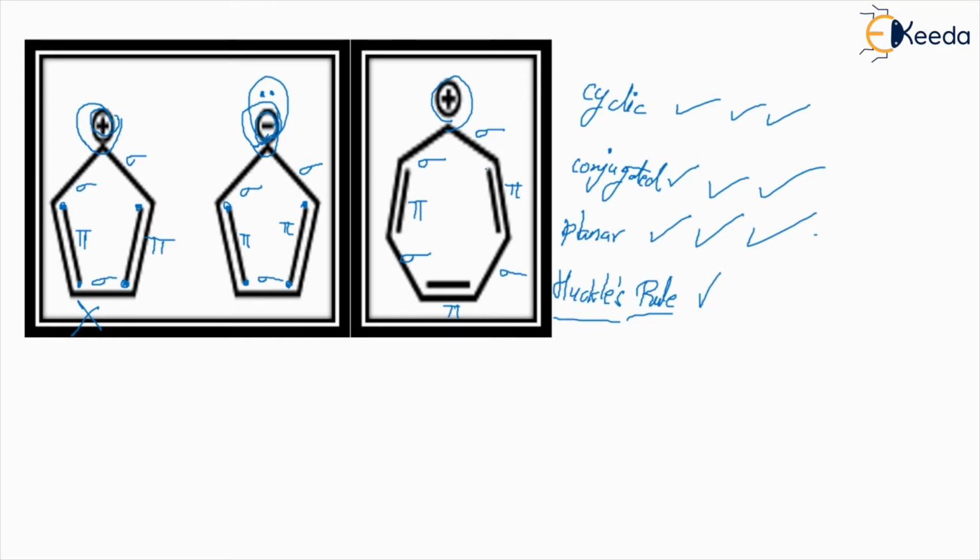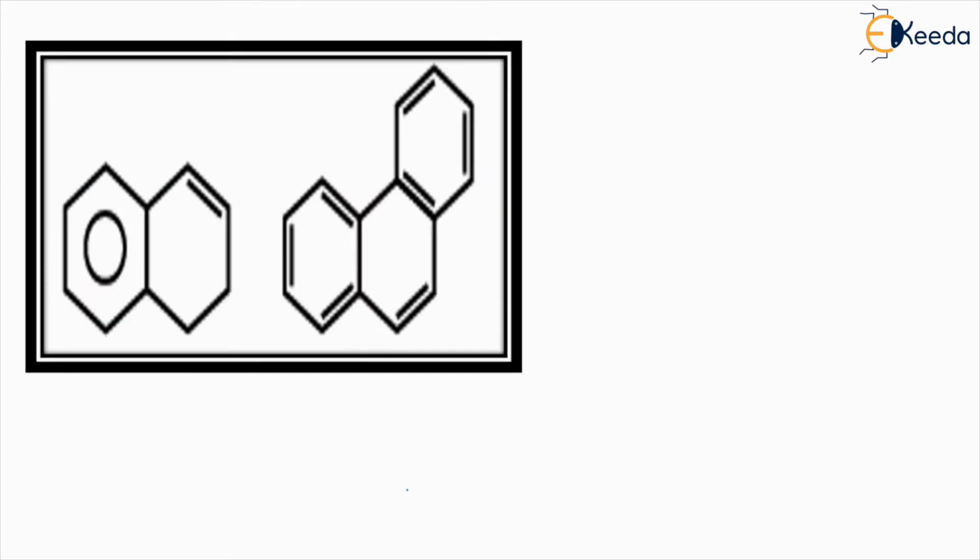Let's check for a third one. 1, 2, 3, 4, 5, 6. And this is positive. So how many are there in total? 6. So even third one follows the Huckel's rule. So second and third both are aromatic compounds or aromatic in nature. Easy? Understood? Let's see the next ones.